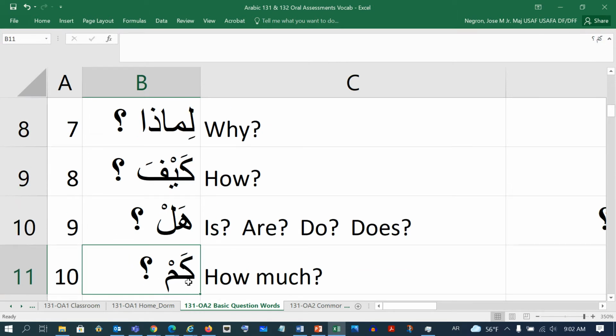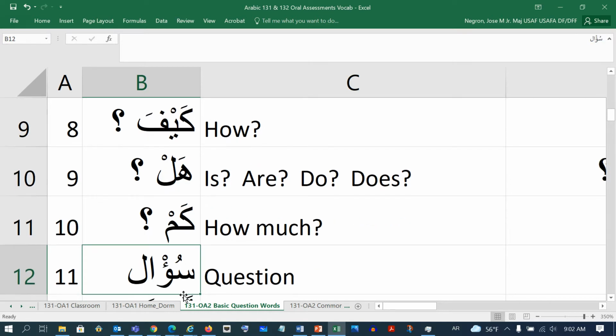Our next question word is how much? Kam. In Arabic, kam means how much. Kam hatha, how much is that?